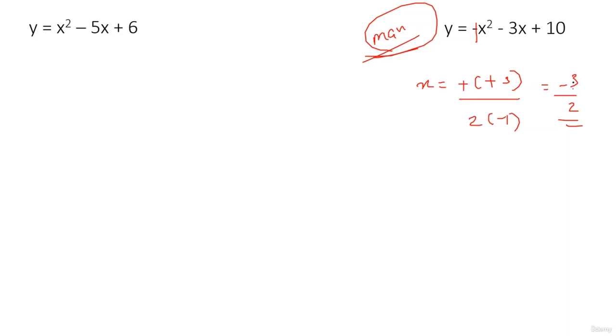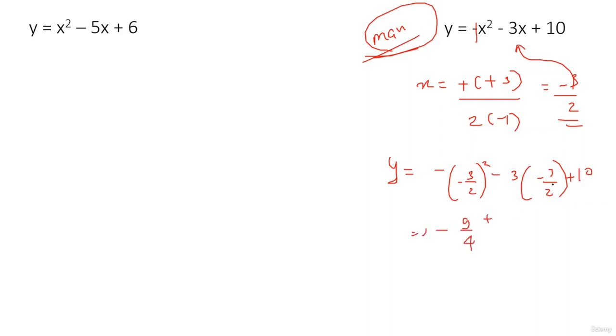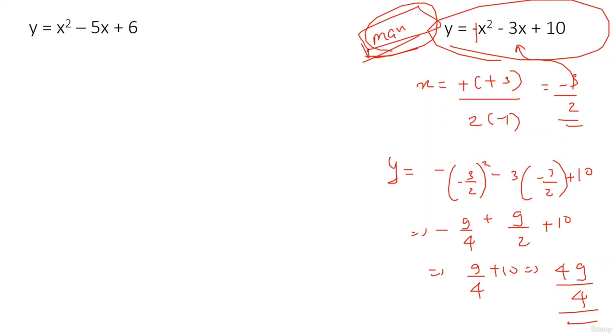What is that maximum value? We find out when we substitute, right? So y is equal to minus of minus 3 by 2 square minus 3 into minus 3 by 2 plus 10. So this will be minus of 9 by 4 plus 9 by 2 plus 10. 9 by 2 minus 9 by 4 is nothing but 9 by 4, plus 10 is basically 49 by 4. So this particular equation has a maximum value, guys. That maximum value occurs when x is minus 3 by 2, and gives you the value 49 by 4 on substituting, right? That's about it.